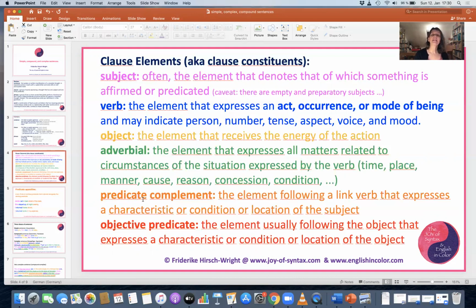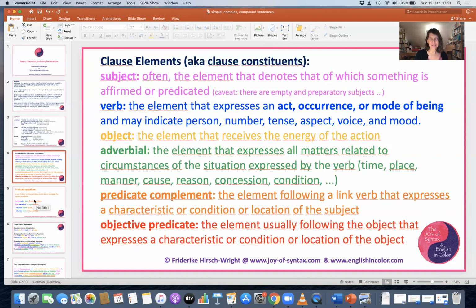The predicate complement is often referred to as the subject complement or the complement to the subject. Quirk et al. call it the complement to the subject. The Longman grammar calls it the subject predicative. It doesn't matter what you call this creature as long as you understand what it is. And the same is true for the objective predicate. Some people call it an object predicative, Longman. Some people call it a complement to the object, Quirk. Okay, don't worry about it.